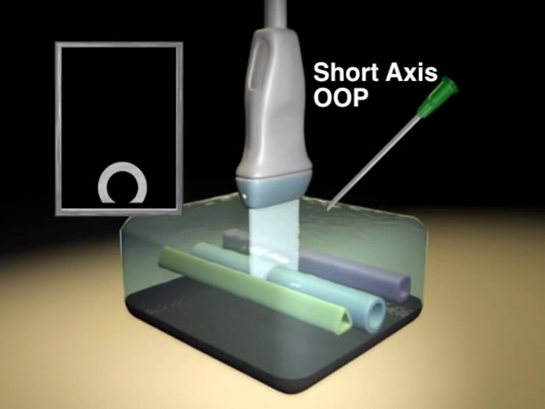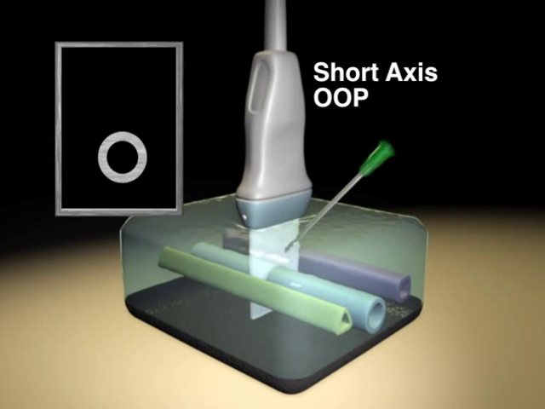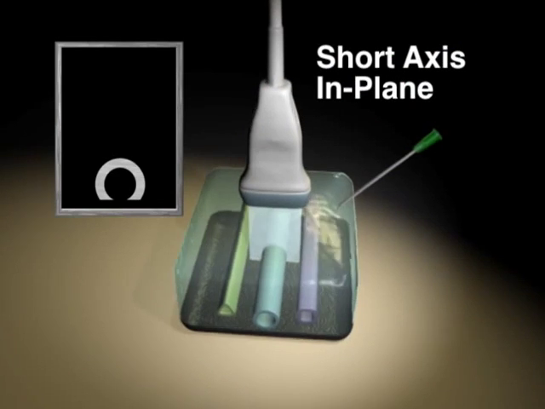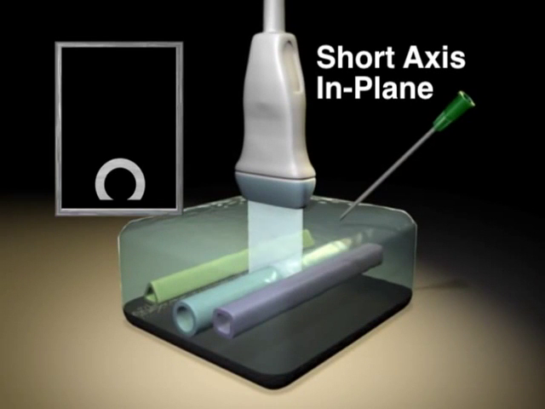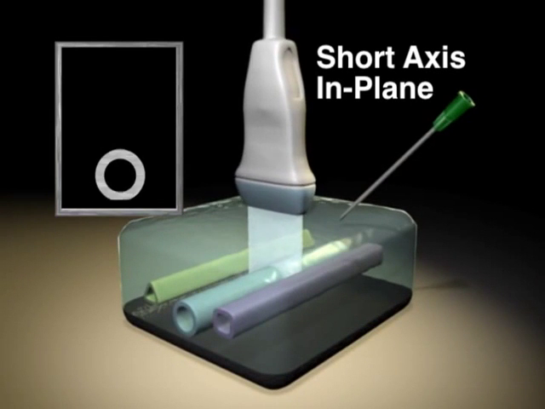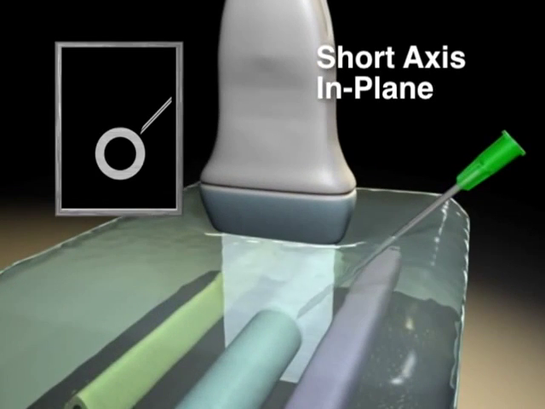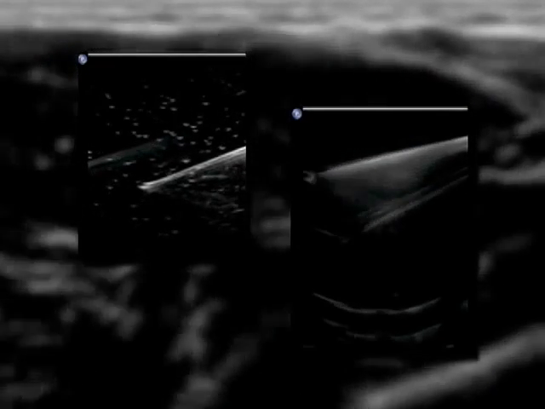With the out-of-plane needle approach, the needle starts in front of the plane of imaging and advances until it crosses the plane of imaging as an echogenic dot. With the in-plane needle approach, the needle is visualized on its long axis as it advances within the scan plane. Now let's move on to show some of the common challenges with visualizing the block needle sonographically.